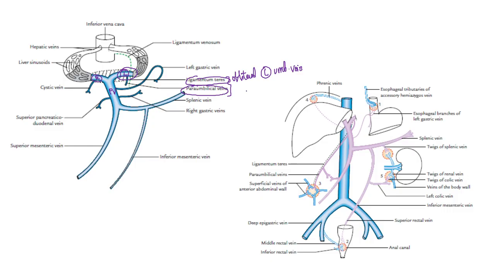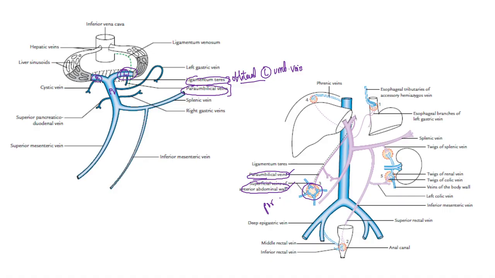These two structures in the ligamentum teres, the obliterated left umbilical vein and the para-umbilical veins, drain into the left branch of the portal vein. So they are tributaries of the portal vein. Here you can see the para-umbilical veins anastomosing with the superficial veins of the anterior abdominal wall at the site of the umbilicus.